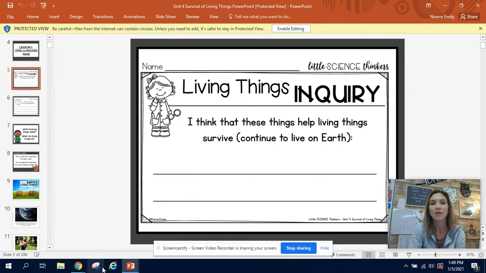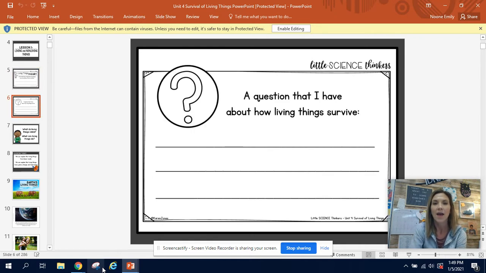So I want you to turn your little piece of paper over and you have a thing that looks like this. And this is a question that you have about how living things survive. So think for a minute, what's a question that you have that you're wondering already? Because we've turned on our brains and we're starting to think about living things now. What is a question that might pop up in your head about how living things survive?